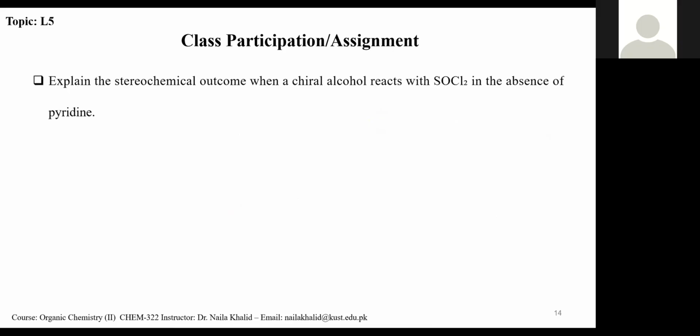So here is some assignment. I will explain this. Question number 1 is: explain the stereochemical outcome when a chiral alcohol reacts with thionyl chloride in the absence of pyridine. You have to take any chiral alcohol and write the equation with this chiral alcohol as a substrate, thionyl chloride as a reagent, and the product is a nucleophilic substituted product. In the absence of pyridine, it will give you the product with retention of configuration.